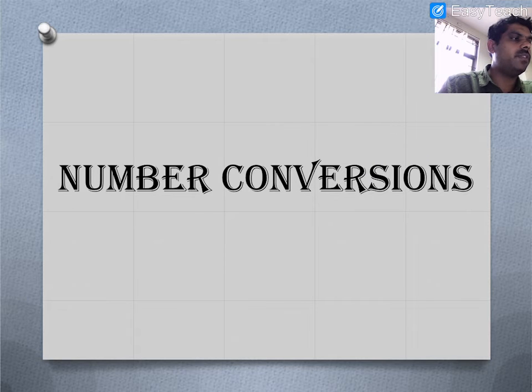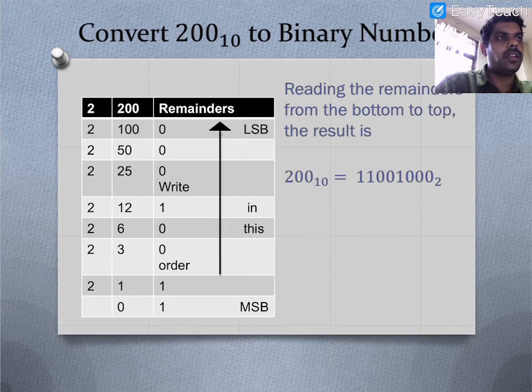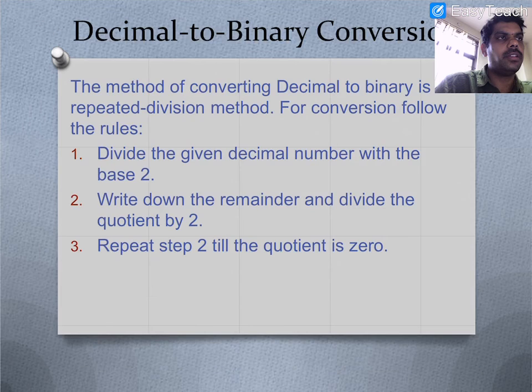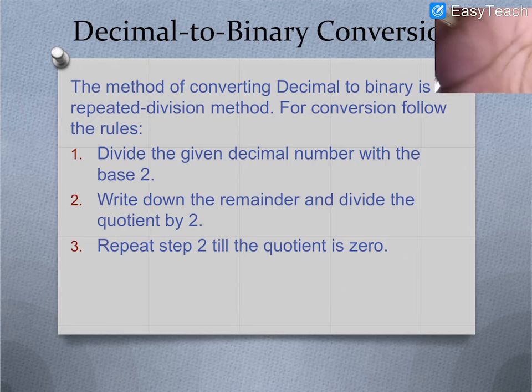Conversions. How can we convert decimal to binary, binary to decimal, decimal to octal, octal to decimal, decimal to hexadecimal, hexadecimal to decimal, and the same way binary to octal, binary to hexadecimal. So all those conversions we are going to see. I think you have the knowledge on these. So decimal to binary. How can we convert a decimal number into a binary number? That is easy for you.